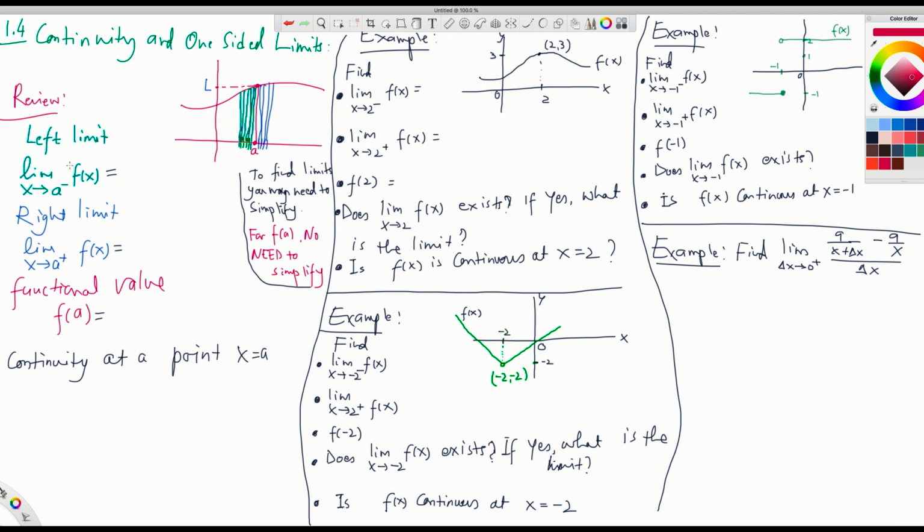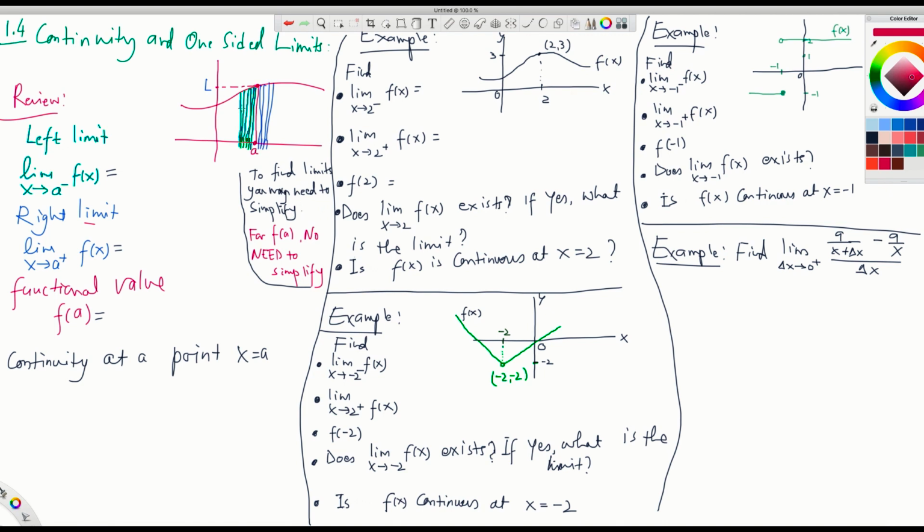But when you do the left limit and the right limit or the limit, you simplify first and then plug in the limit. I mean, you can try plugging in the limit at the beginning, and then if you get 0 over 0 or any kind of absurd form, then you can simplify and plug in back. But for the functional value, you plug in right away. For functional value, no need to simplify. To find out the limits, you may need to simplify. Sometimes the function will be already in the simplified form, so you don't have to simplify. But sometimes you need to simplify and then plug in the limits, okay?